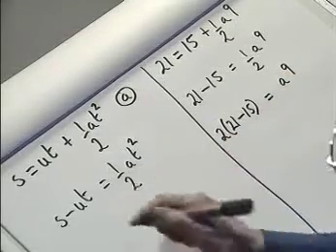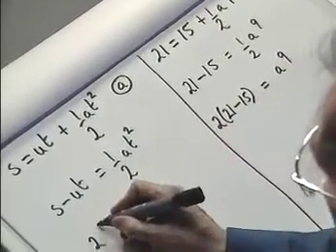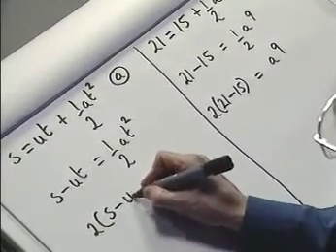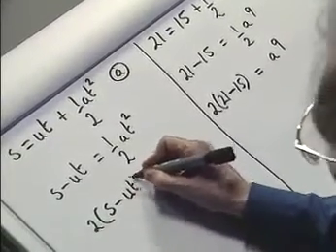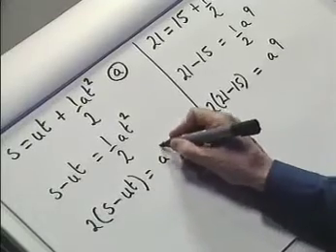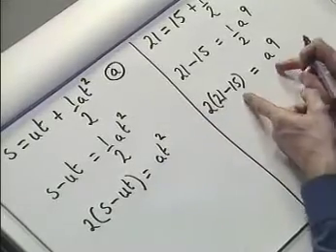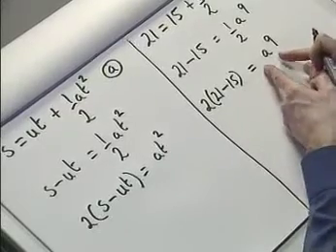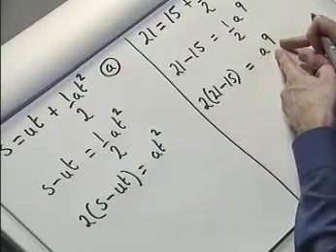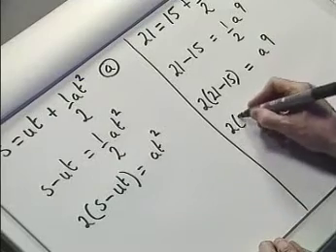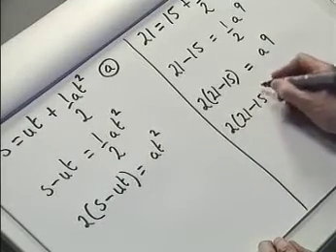So let's do the same here. Multiply both sides by 2. 2 times s minus ut equals a t squared. Going back to the equation, we've got equals a times by 9. I just want a on its own, and so I must divide both sides by 9.